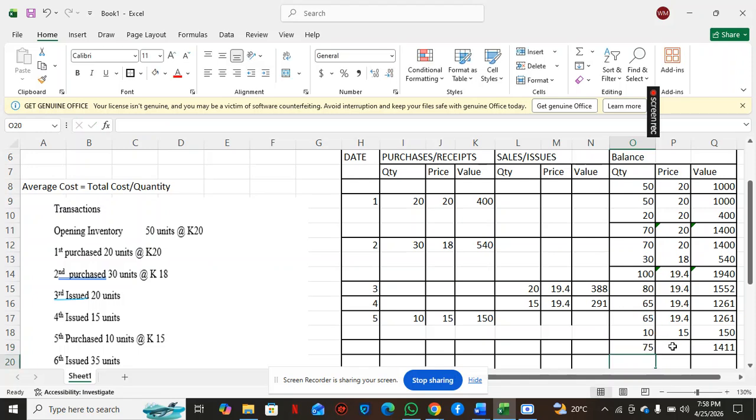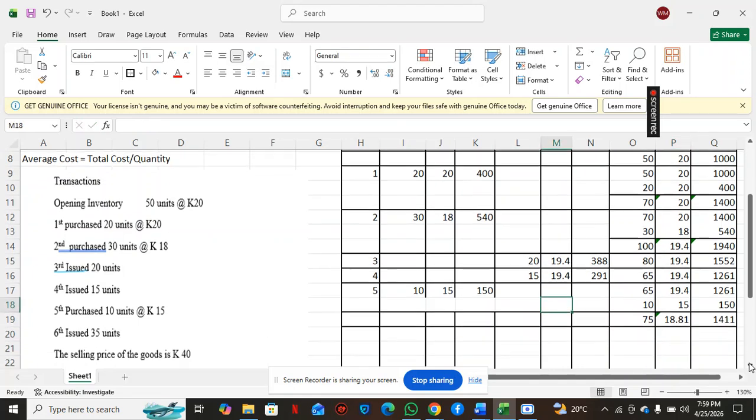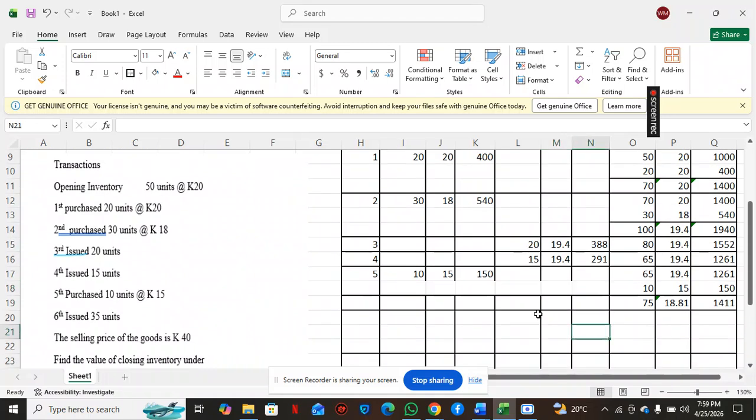So the average cost of these spare parts: the total cost of these goods, 1,411, divided by 75. 1,411 divided by 75. The average cost is 18 kwacha 81 ngwe.